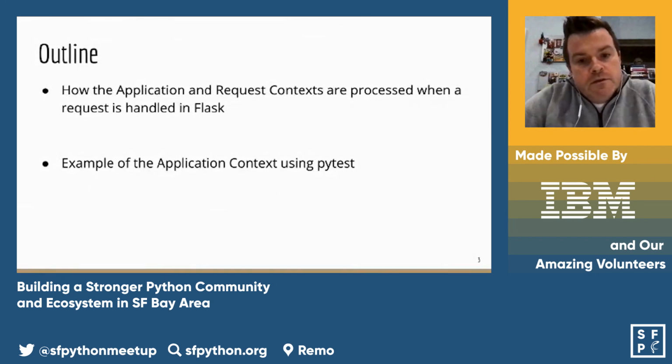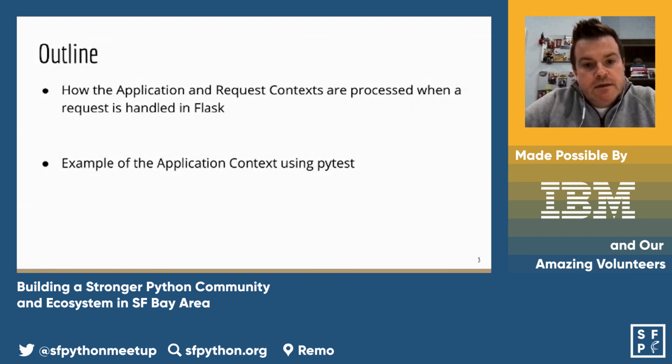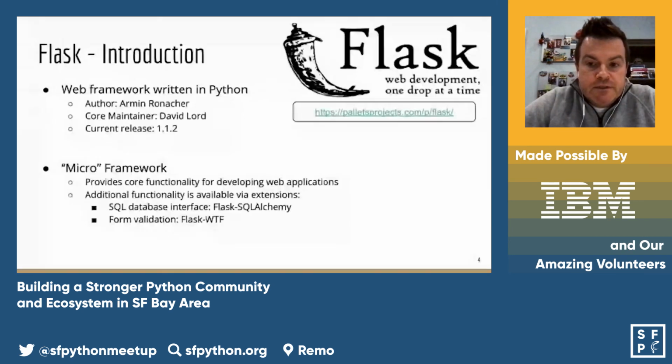Okay, so just a little introduction to Flask. It's a web framework written in Python. It was originally written by Armin Ronacher, and now the core maintainer is David Lord. It's considered a micro framework, a term most often used when comparing it to larger frameworks like Django, for example.